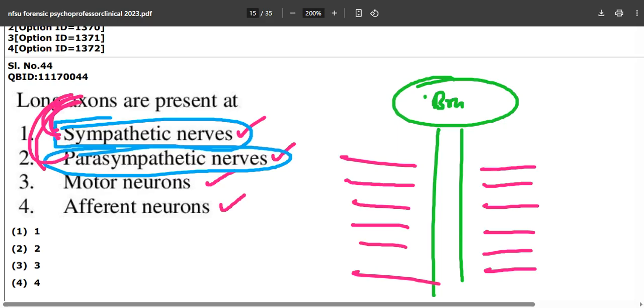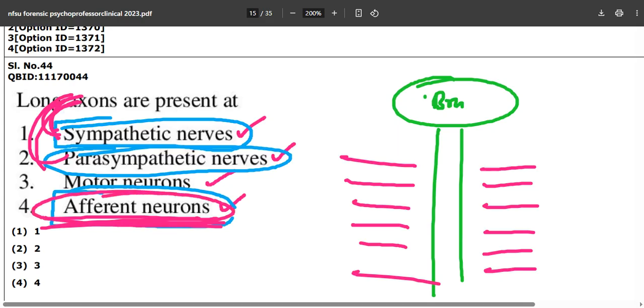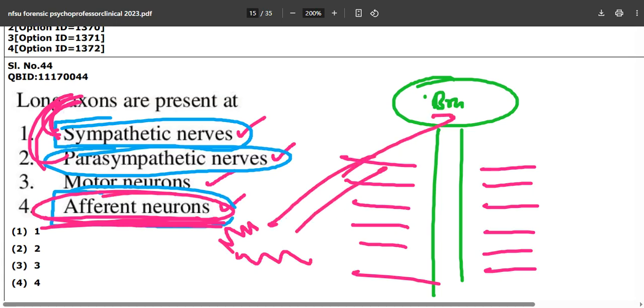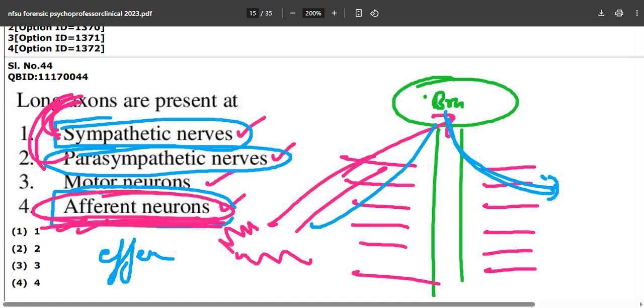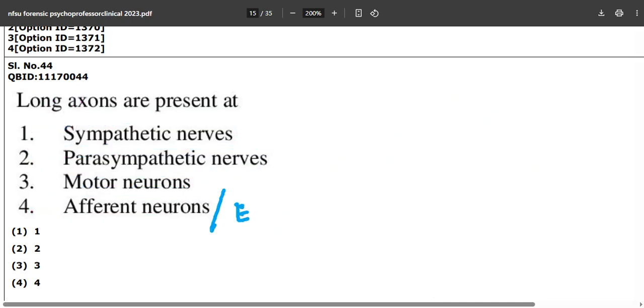Now what do the afferent neurons do? The afferent neurons will bring signals from your senses, this is your hand, to your brain. That is why we refer to them as afferent. And what will the efferent do? Efferent will take the signal from the brain to this hand. So this is the distinction between afferent neurons and efferent neurons. And motor neurons are what do your work and all those things.